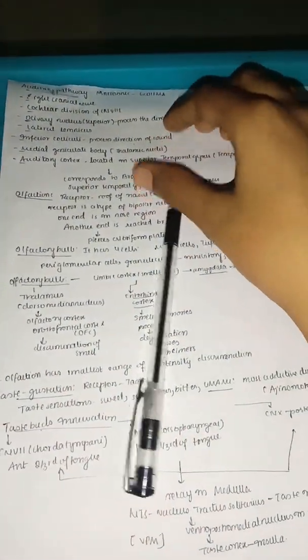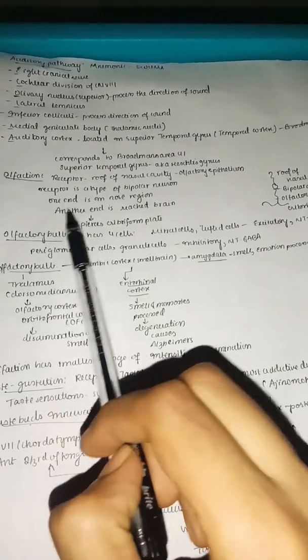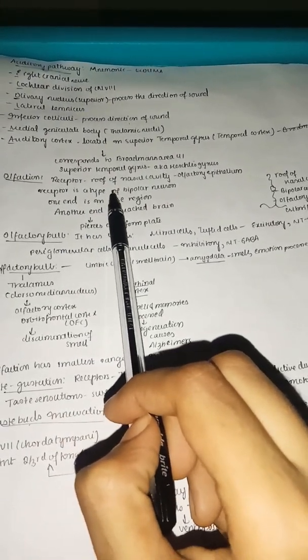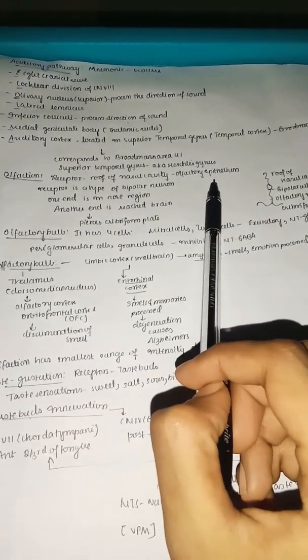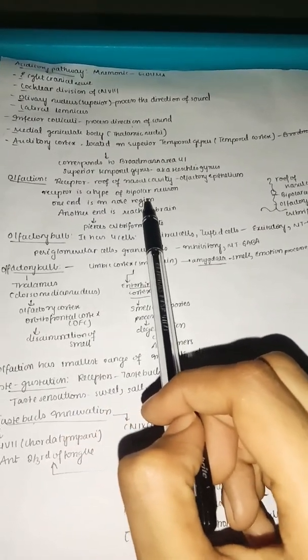So now let us see olfaction. Now we have completed our hearing process. Now we'll go to the smell process, olfaction. The receptor for smell we have in the roof of the nasal cavity, especially in the olfactory epithelium. So the receptor is mainly a type of bipolar neuron, and one end is in the nose region.